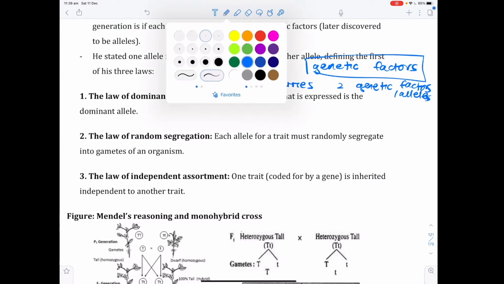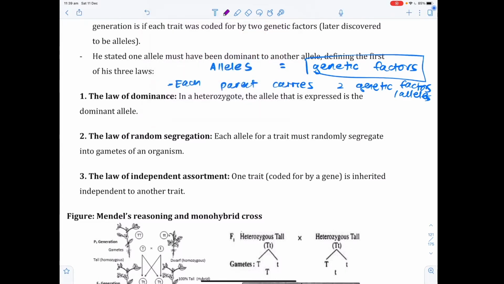I want you to pause for a moment. What does a law mean? Because there's theories, there's laws. You learn about the theory of evolution, but you learn about the law of gravity, and physics has a lot of laws, right? So what's the difference between a law and a theory? A law is universal and proven, right? A theory is a potential explanation for observations.